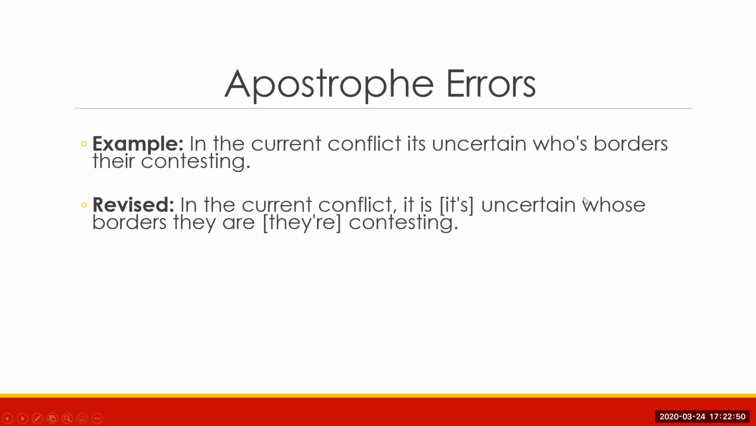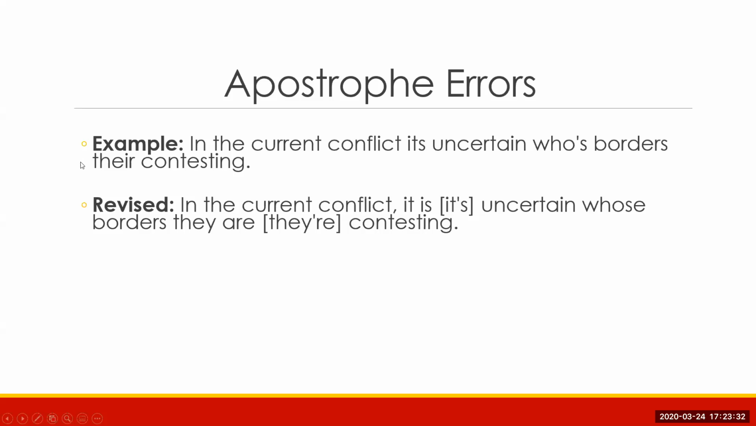So here's another correction. Pronouns are a little confusing because obviously the writer here thought they were showing possession by using apostrophe S, but actually for whose, this is a possessive, W-H-O-S-E. So this is a possessive for whose. Like who, whose is an irregular pronoun in terms of how to show possession. You would not use this. You would use this to show possession. So it is uncertain whose borders they are.